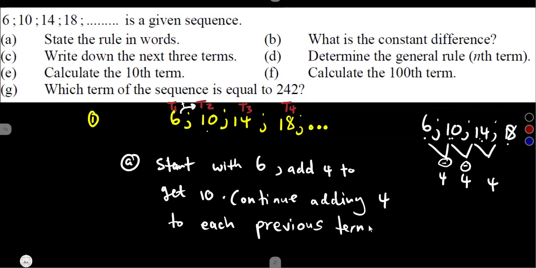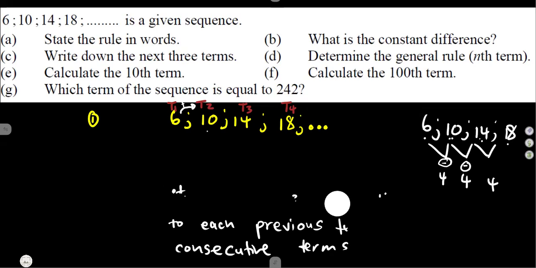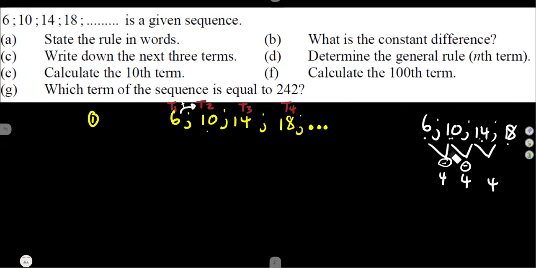To each previous term to obtain the next one, or the consecutive terms. Consecutive terms are those following each other, that's consecutive. We are just following like that. We are simply going to add 4, 4, 4, 4, 4, and so on. Just like that. So I want you to do as many questions as you can. All right, let's consider part B.